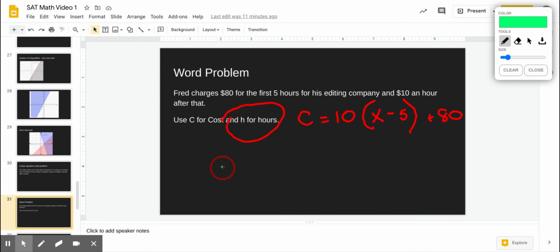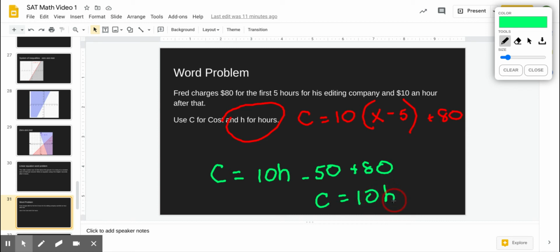So if we do our distributive property, we're going to say C is going to equal 10H, because we're distributing. It's going to be 10H minus 50 plus 80. And you combine the like terms, and you can have C equals 10H plus 30. That's the equation for that. Again, the first 5 hours, it was only $80, so we can't put $10 in. That's why we're subtracting the 5 out.